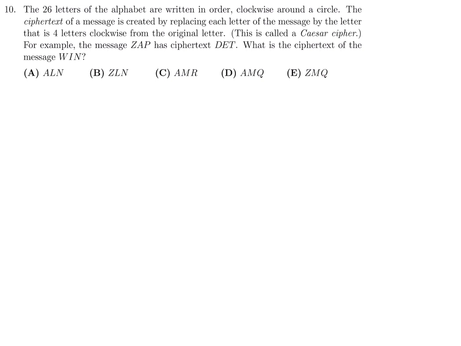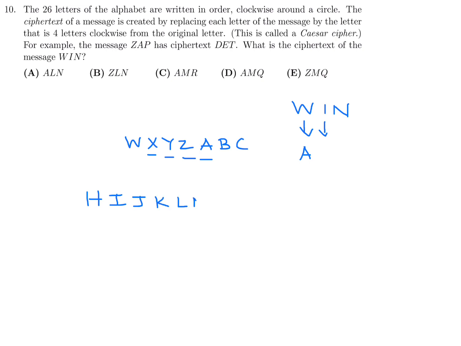Okay, so you're going four letters ahead. So W, X, Y, Z, A, B, C, and so on. So 4 letters ahead would be 1, 2, 3, 4. So that in WIN, the W would transform to an A. Okay, we have to transform now the I. So A, B, C, D, E, F, G, H, I, J, K, L, M, N, and so on. So 4 letters after the I, 1, 2, 3, 4. So that I transforms to an M.